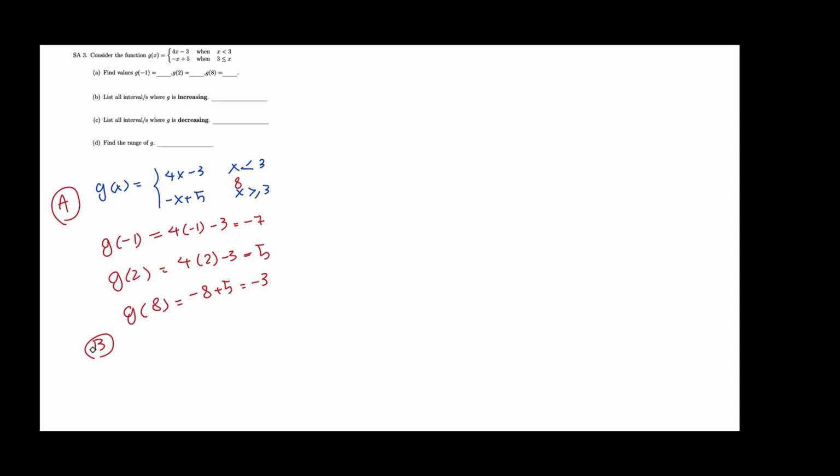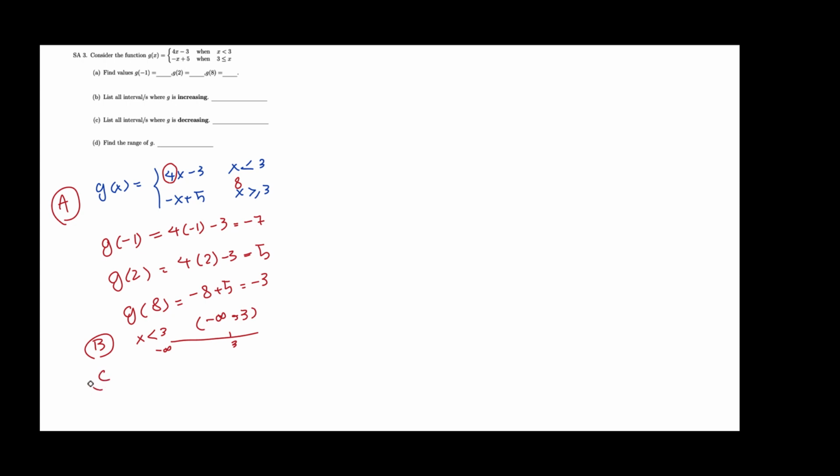Now it's asking me to list all intervals where g is increasing. Looking at these two lines, I can see the slope of this line is positive. That means the rate of change is positive, which means the function is increasing. So for x less than 3, the function is increasing. I have to put it into interval notation. Anything less than 3, you can do a number line and put a 3 in here, and everything less than 3 starts at -infinity and ends at 3.